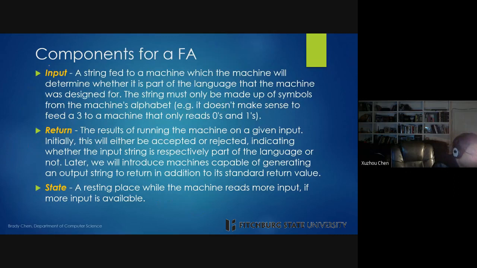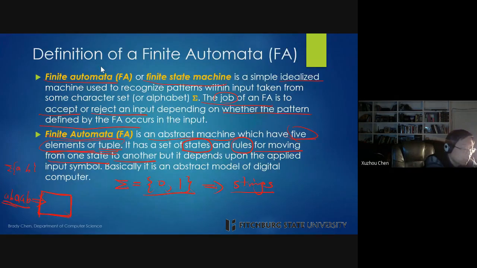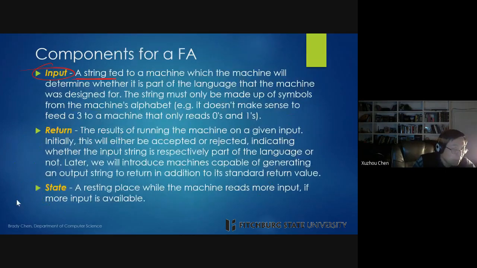One of the terminologies is called input for the finite automata. Input is a string. Okay. So input is a string fed to the machine. Eventually we're going to send it to the finite automata, to the machine, and the machine will determine whether it is part of the language that the machine was designed for. Okay.